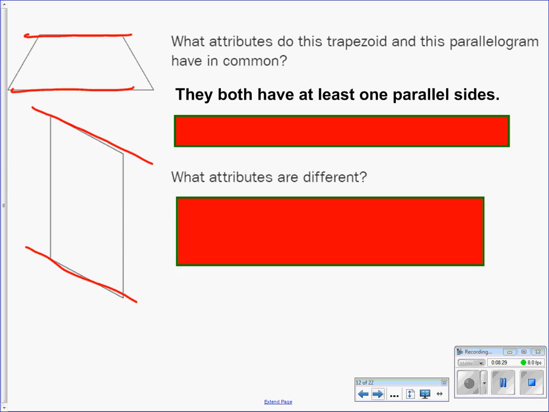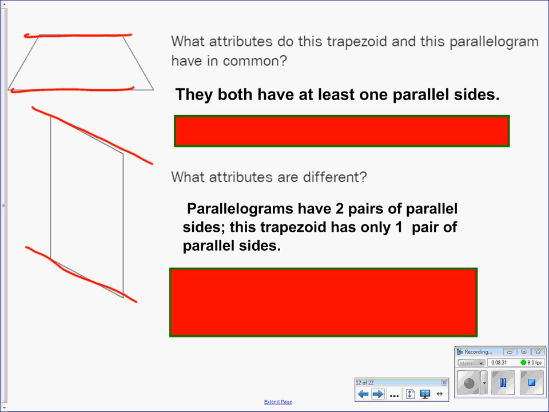How are they different? A parallelogram has 2 sets of parallel sides. We looked at the one set. Here would be your second set. And the trapezoid only has 1, because if I were to take these and move these lines up and continue them, they would eventually cross. And if they cross, they are not parallel.